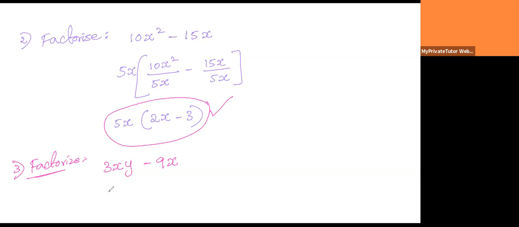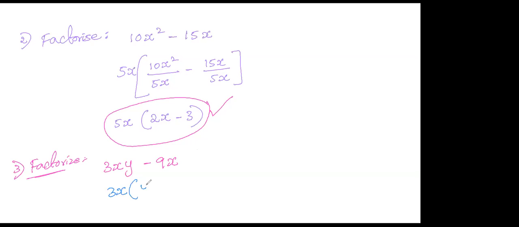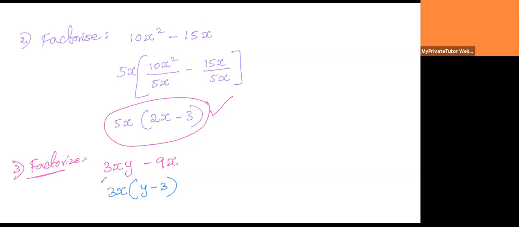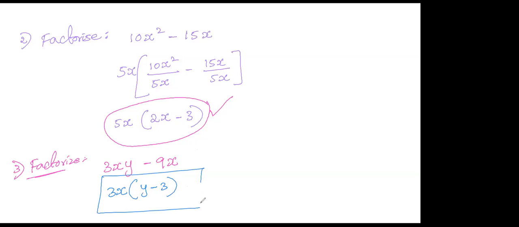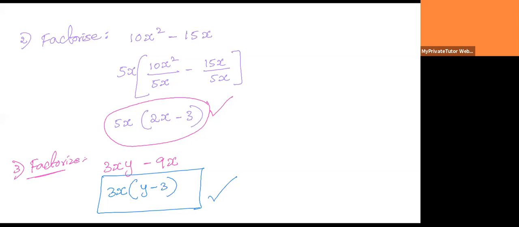Okay, so what is a common term here? Basically xy minus 3x. Okay, so you said 3x is a common term. So y minus 3 comes inside the bracket. Yeah. Okay, that's good. Very good, Iris. You also answered correctly.